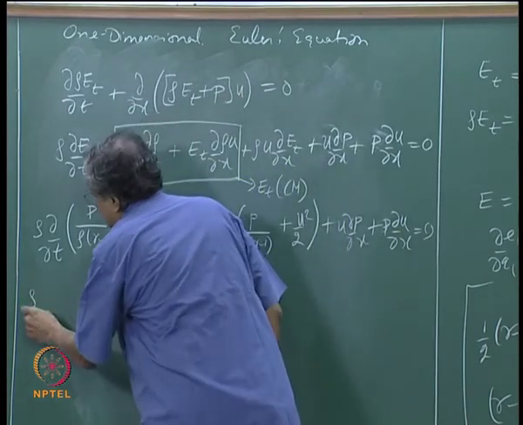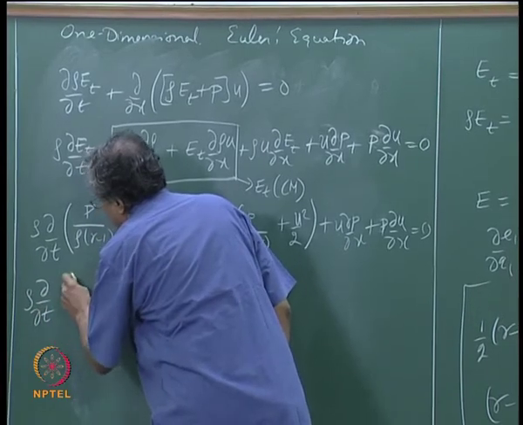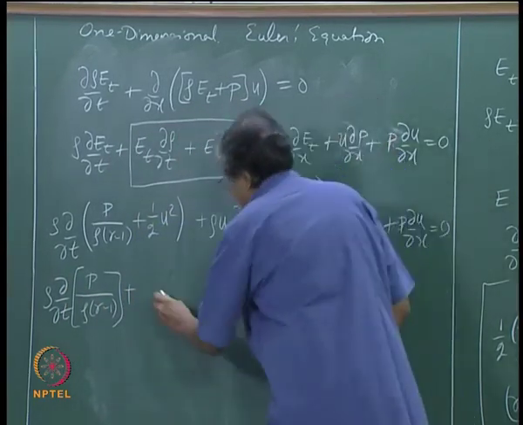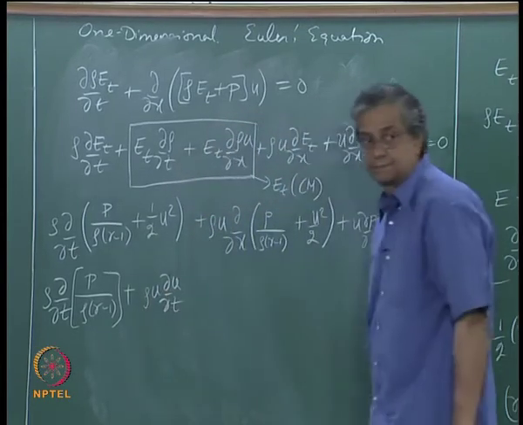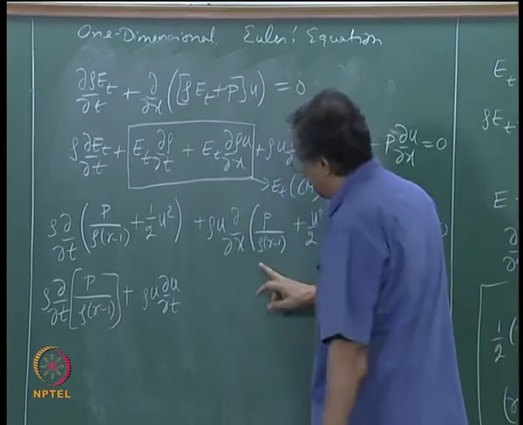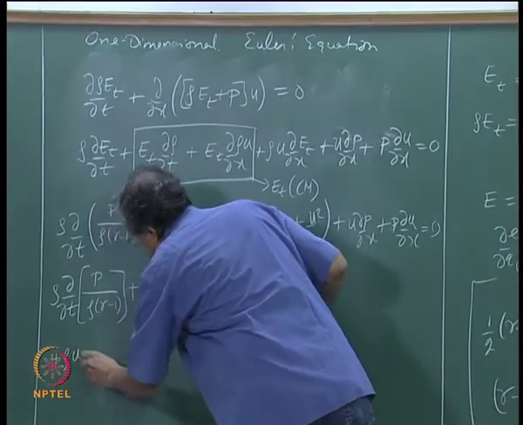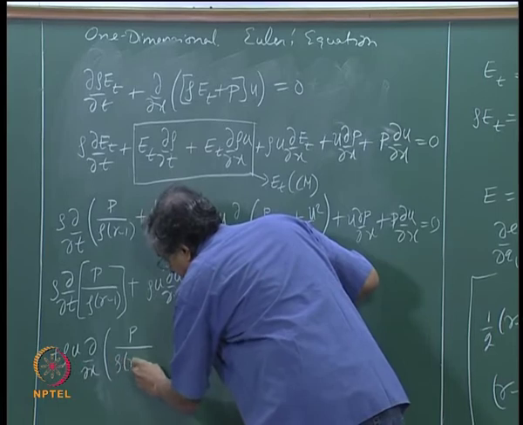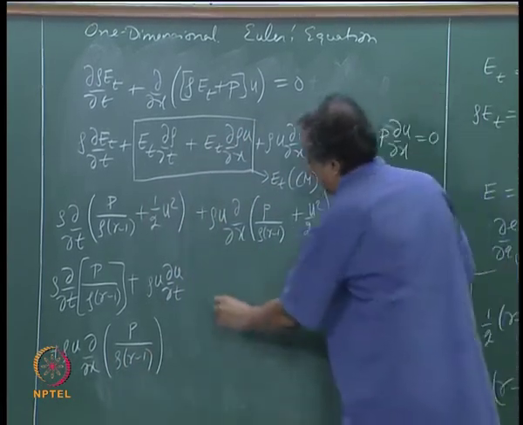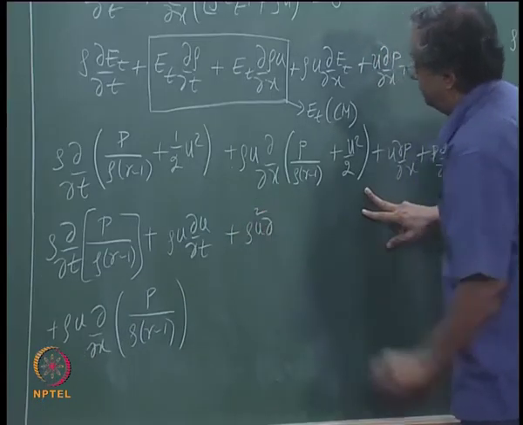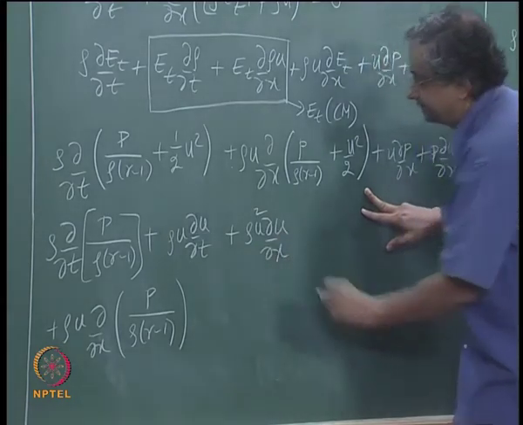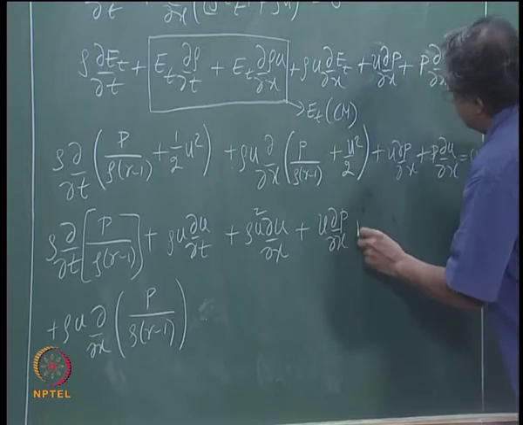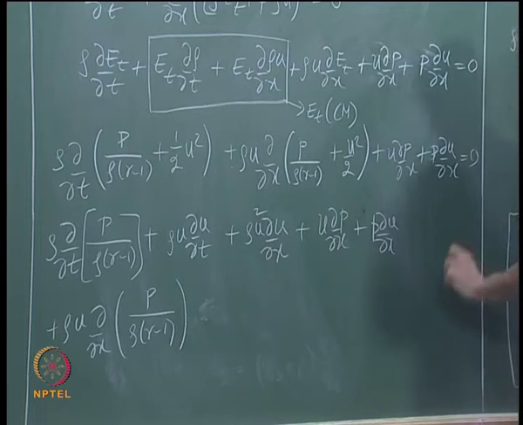So I leave the first term untouched for now. So I get dou by dou t of p by rho gamma minus 1, that is the first term. The second term is rho u dou u dou t. Then this term gives me a plus rho u dou by dou x of p by rho times gamma minus 1, plus rho u squared dou u dou x, plus, I can add that anywhere, plus u dou p dou x plus p dou u dou x, and the sum of all of these equals 0.